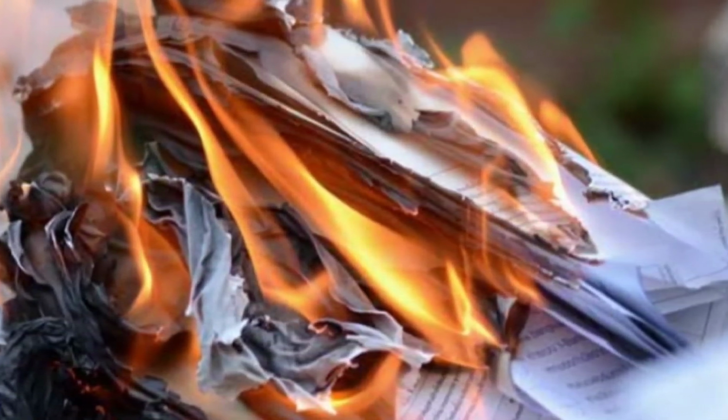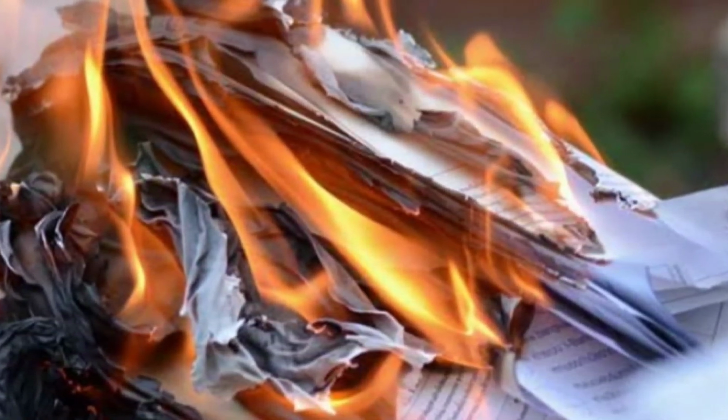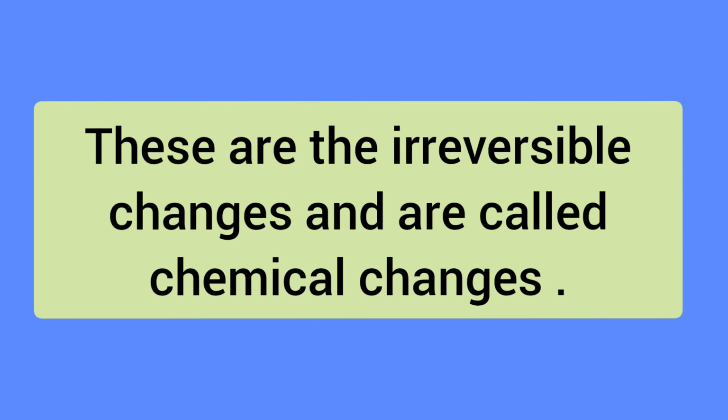When we burn paper or bake a cake, new substances are formed, like ash and baked cake, and we cannot change them back to paper or the ingredients we used for the cake. These are irreversible changes and are called chemical changes, as new substances are formed.